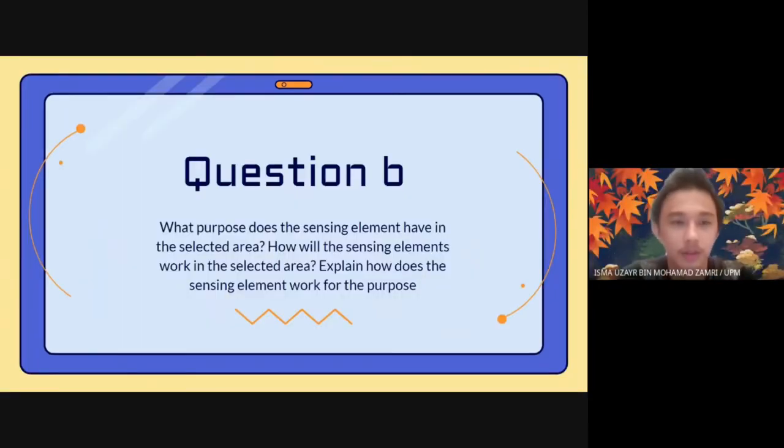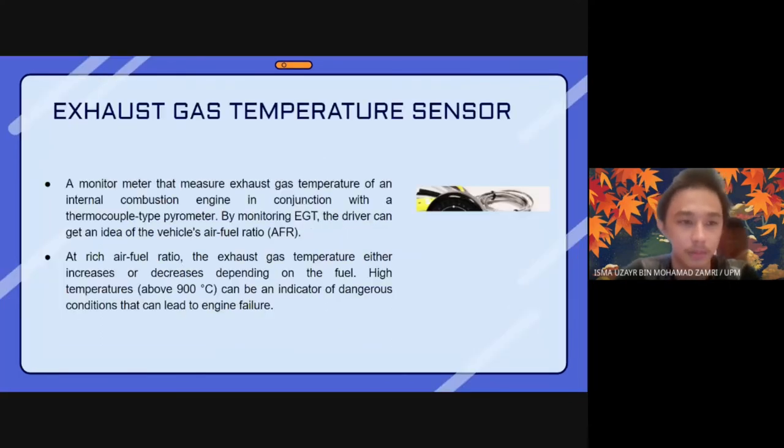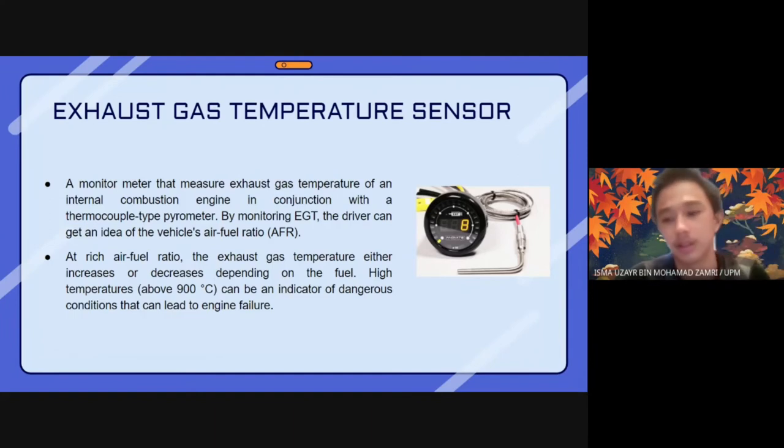Okay, thank you, Insyirah. Now we will proceed to question B. Basically, question B asks the purpose of EGT and the working principle of EGT. Next slide. So what is EGT? EGT is basically the exhaust gas temperature sensor. It is a monitor meter that measures the exhaust gas temperature of an internal combustion engine, in conjunction with a thermocouple type pyrometer. By monitoring this, the driver can get an idea of the vehicle air fuel ratio. When this air fuel ratio is high enough, it can be an indicator of a dangerous condition that can lead to engine failure. Next slide.